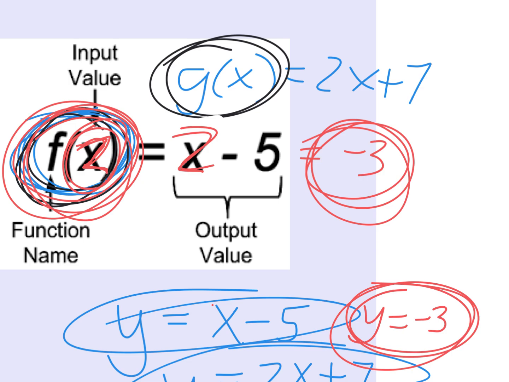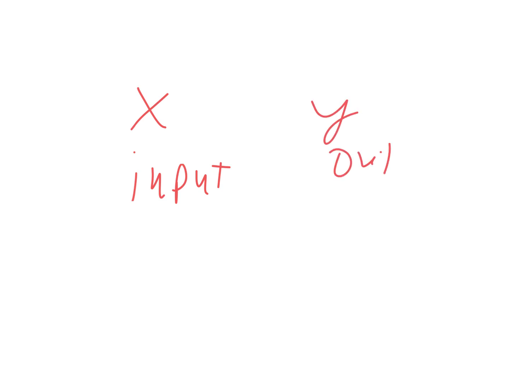Okay. Next thing is input and output, and I got something really simple for you. X is the input. Just try to remember, we always start with x, and that's what you put in the function. Headphone, take that out, thank you. X is the input, and y is the output.